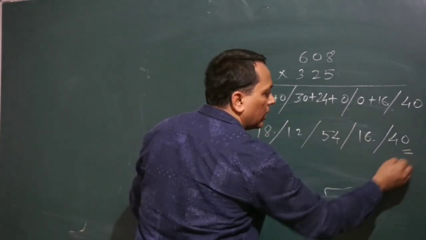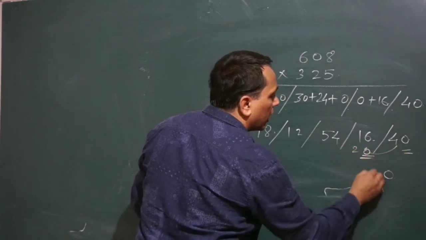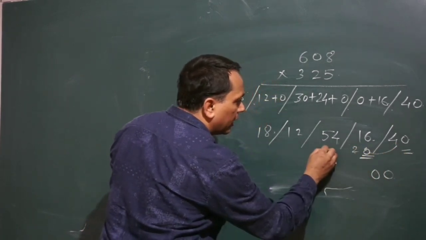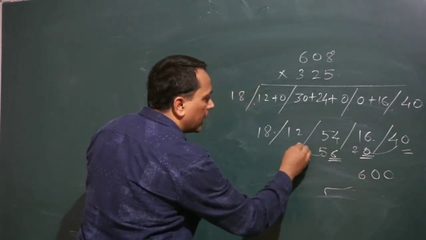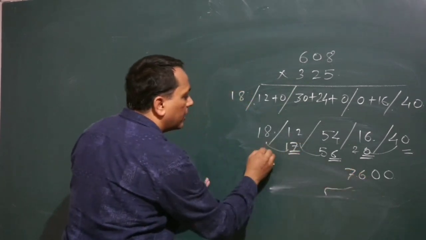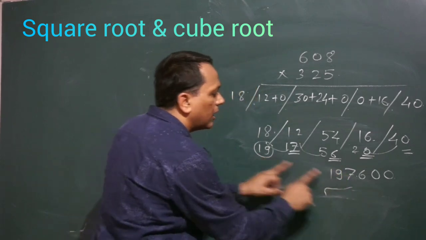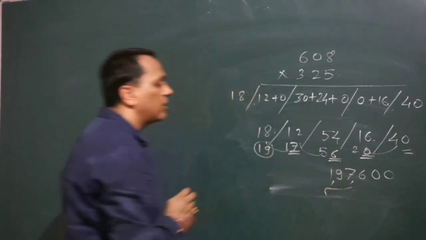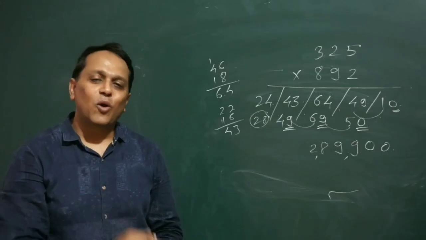We take 0 in the answer, we add 4 to this part, it becomes 20, we again take 0, 2 is added here, it becomes 56, we take 6, 5 is added here, it becomes 17, we take 7, 1 is added here, it becomes 19. We take all 2 digits here, 19. So this is our final answer, 197,600. Let's move on to our next topic.